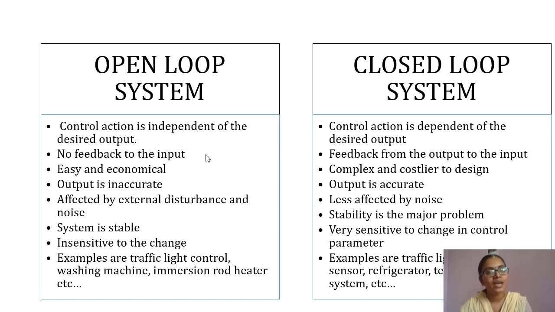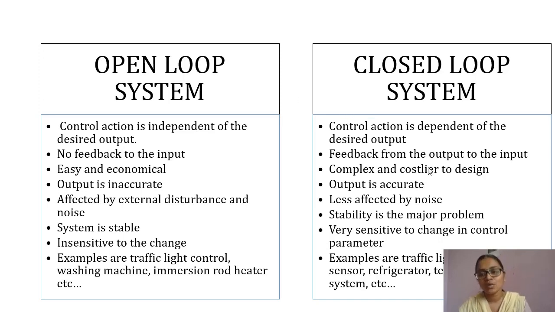There is no feedback to the input in open loop system, whereas in closed loop system, the feedback is taken back from the output to the input parameter. Because of this feedback path, the system is more complex and costlier to design. Because of no feedback path, the open loop system is easy and economical too. Because of no feedback path, here the output is inaccurate. We may get an output, but that output may or may not be the desired output. If we want to get a desired output, the input parameter has to be changed manually.